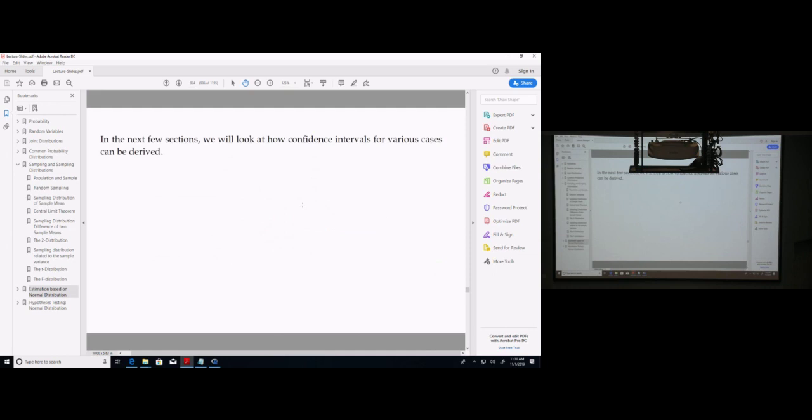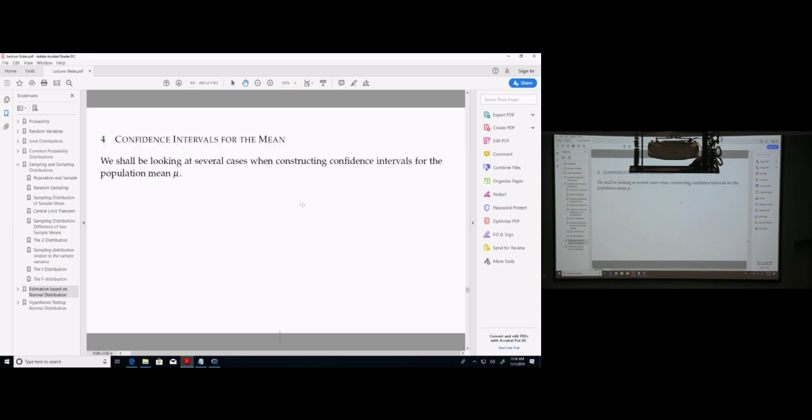In the next few sessions, we will look at how confidence intervals for various cases can be derived. Because of time constraints, I'm not going to derive them, but I will just show you the intervals.